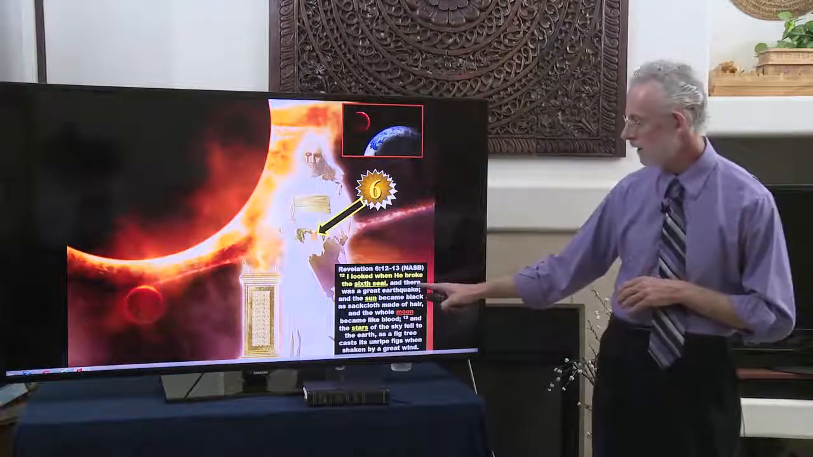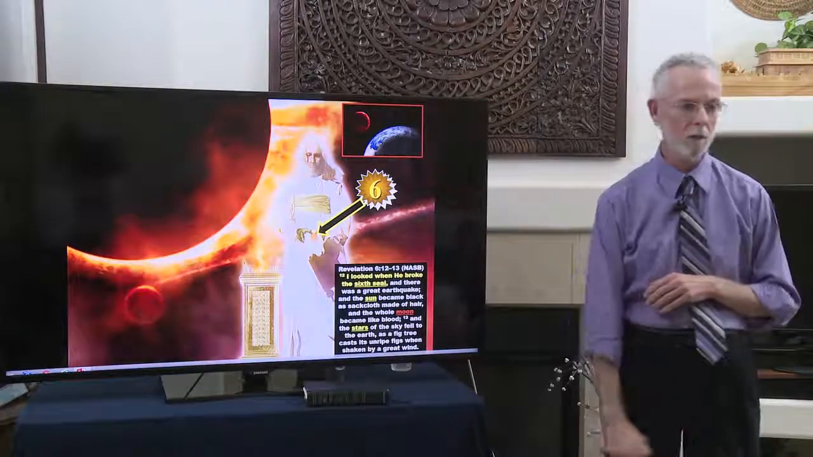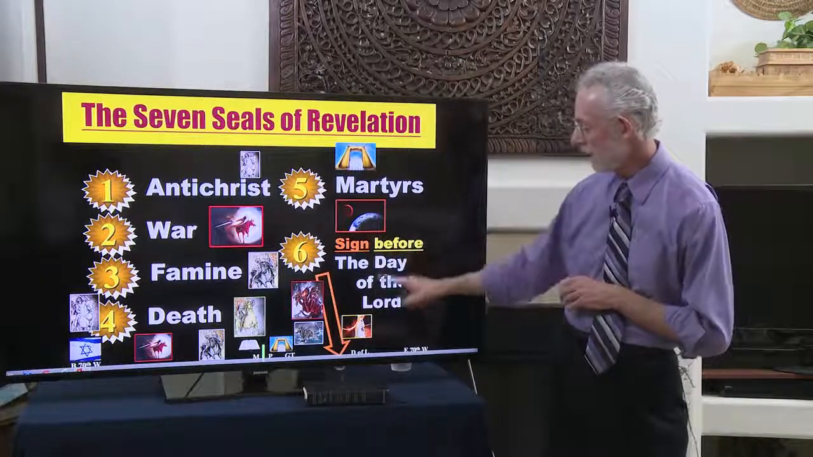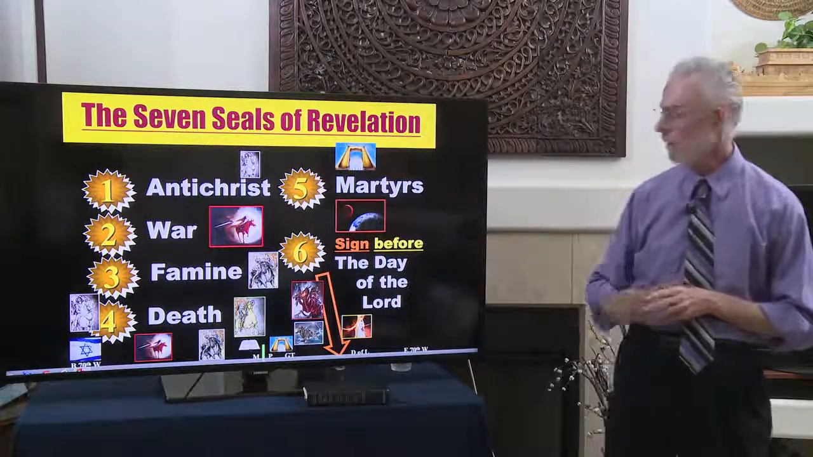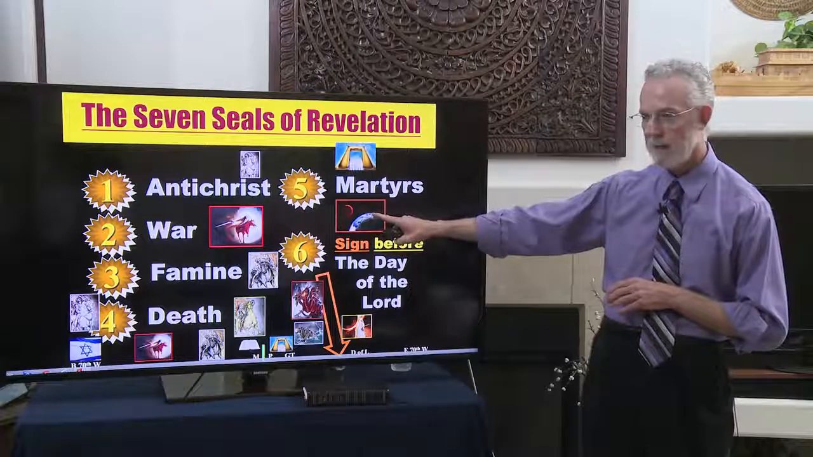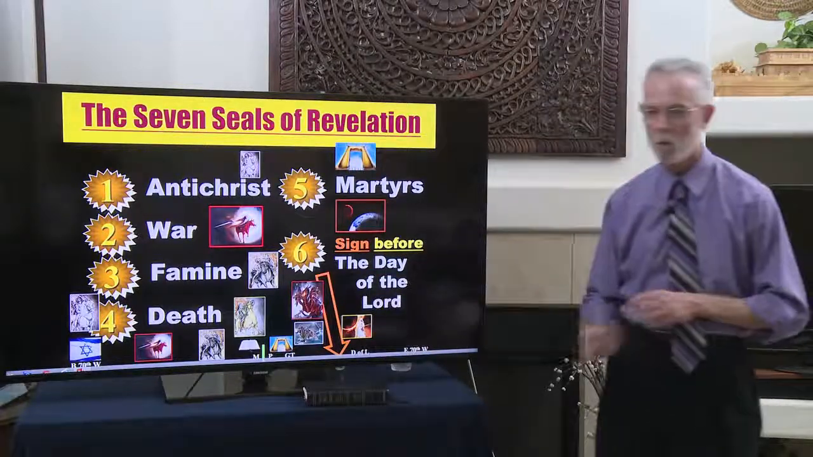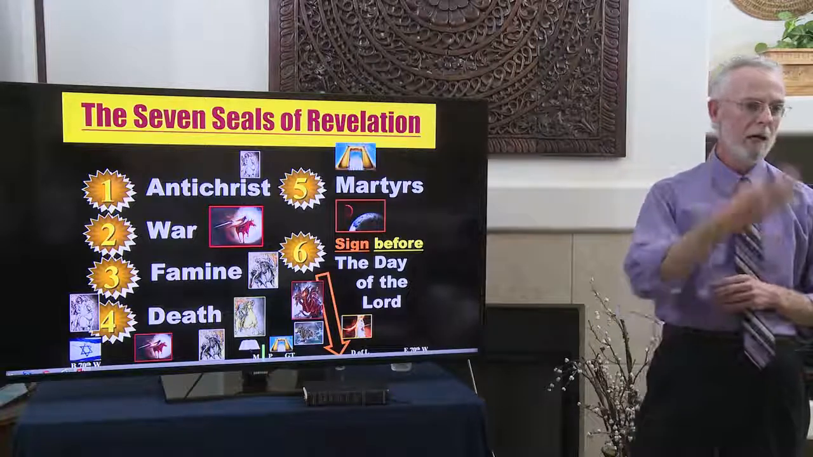And when Jesus breaks the sixth seal, that's when the sun, moon, and stars are going to go dark, right? So the sixth seal is the sign that God promised to give us before the day of the Lord. The sun, moon, and stars go dark right here. That's the sixth seal. That's the sign that God promised he would give us before he pours out the day of the Lord. Folks, God just lays this out.